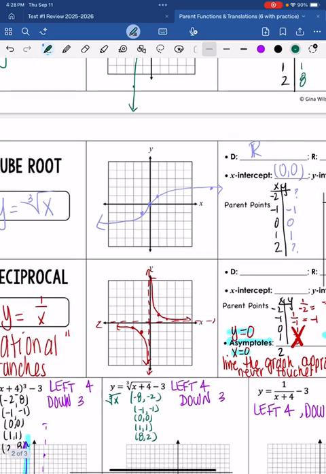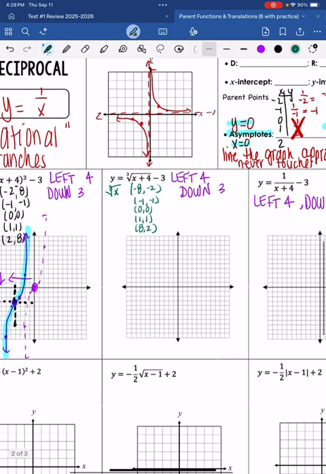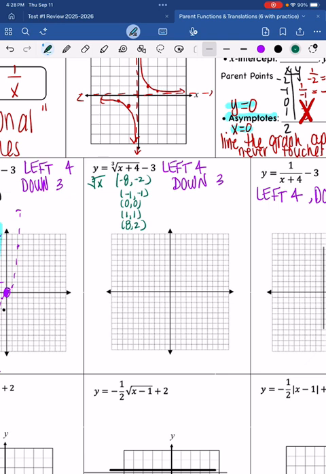Okay, so I'm going to shift this graph left 4, down 3. So I'm going to move left 4: 1, 2, 3, 4. Here's my new origin point. Put a little star there. So instead of my origin being here, now my origin is right here. And if it helps you, draw in a dotted XY axis.